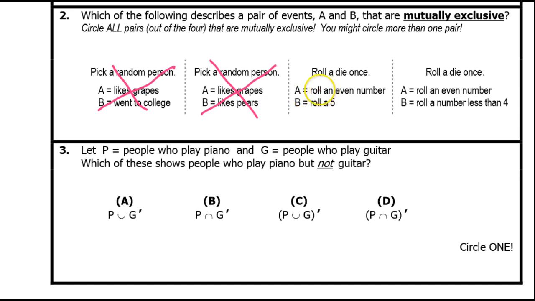Event A is on a die, so we're rolling a die. Die is a single for dice.